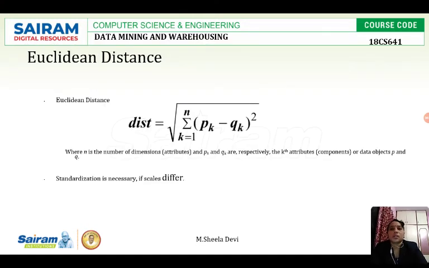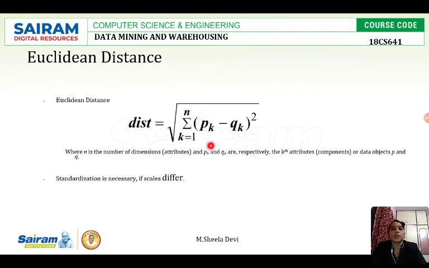Next, we'll move on to Euclidean distance. It is a very important question which we have to learn now. Euclidean distance also helps us to calculate the distance. Distance is nothing but dissimilarity between the two data objects. We calculate it using the Euclidean distance formula: distance is equal to square root of summation of k equal to 1 to n of (pk minus qk) whole square.